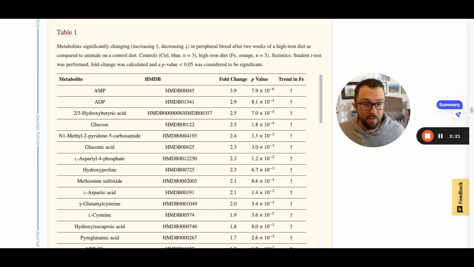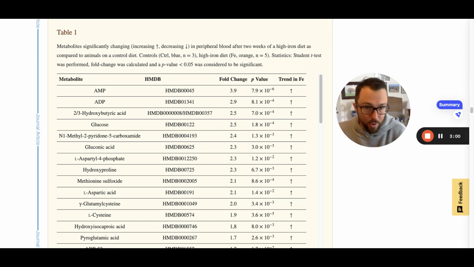Now, this is one of my favorite parts of this whole paper. Table 1, metabolites significantly changing in peripheral blood after 2 weeks of a high iron diet. So this is looking at the trends in all of these different metabolites coming from the blood cells of these rats fed either normal chow or high iron chow. And so just looking at this is all like, okay, if you are overloaded in iron, these are the results. Like these are the byproducts that your body is giving off.